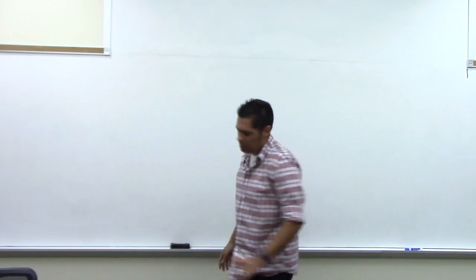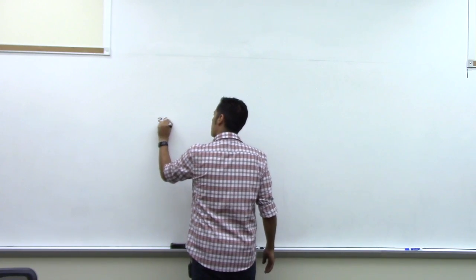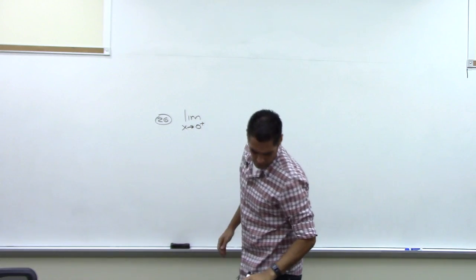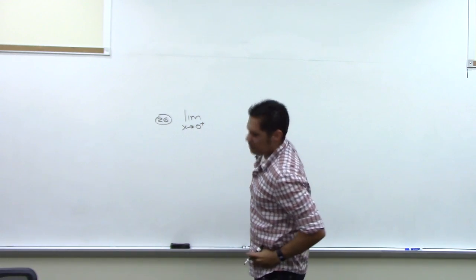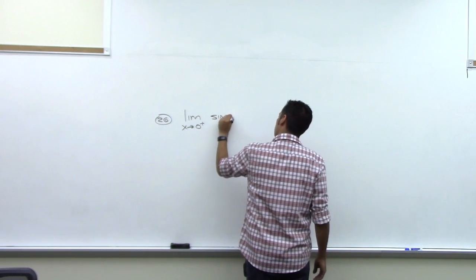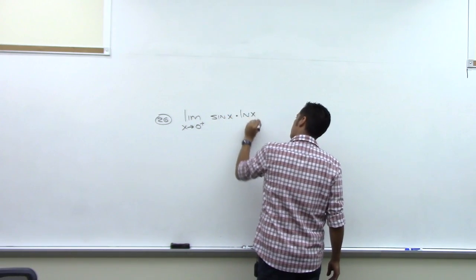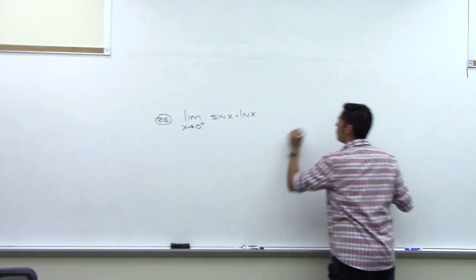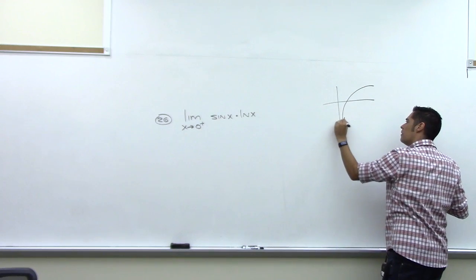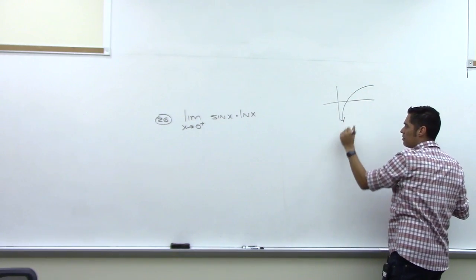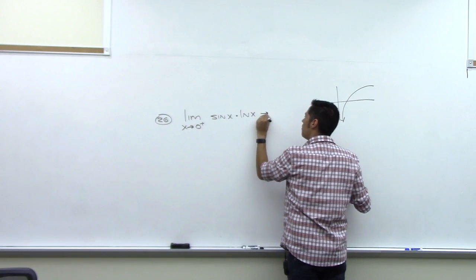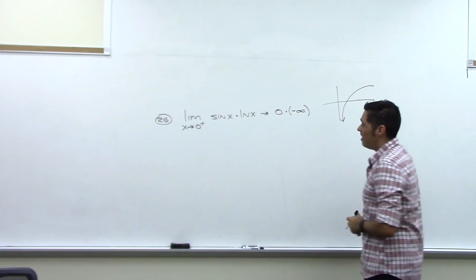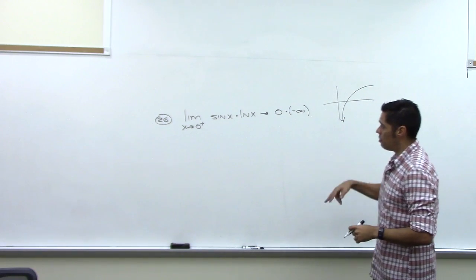26, limit as x goes to 0 from the right of sine x times natural log x. All right, plug in 0. Sine of 0 is 0. Natural log of 0, well, we're approaching 0 from the right. Here's your natural log function. As we come in from the right to 0, it goes to negative infinity. So this gives me the form of 0 times negative infinity. That is not good, so I'm going to take one of those and drop it down.